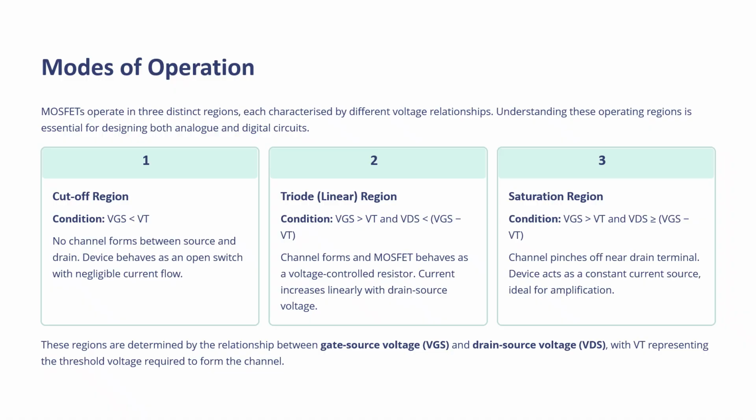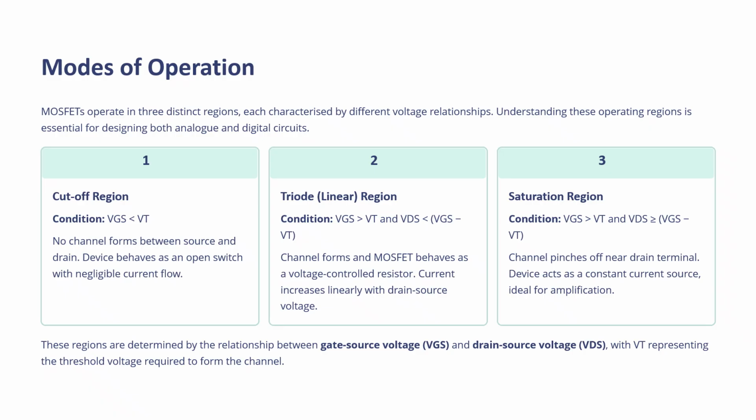Now the modes of operation of the MOSFET. The MOSFET operates in 3 distinct regions, each characterized by different voltage relationships. Understanding these operating regions is essential for designing both analog and digital circuits. So here are the three modes of operation.